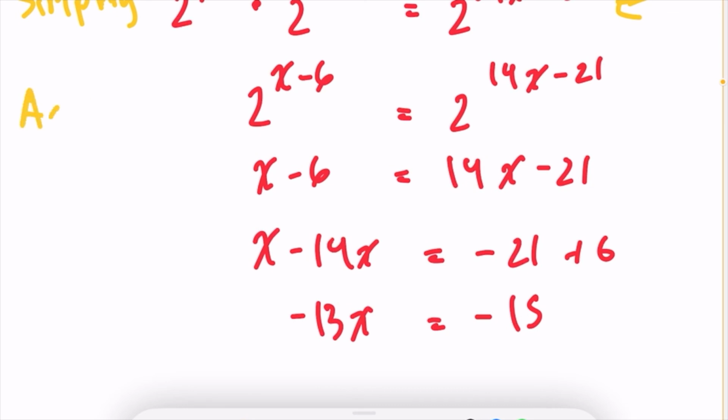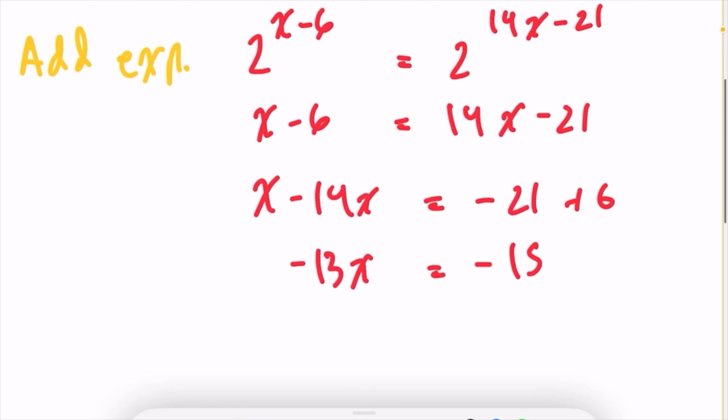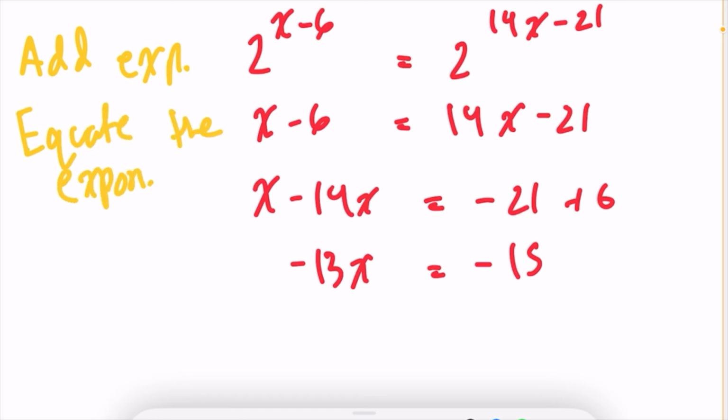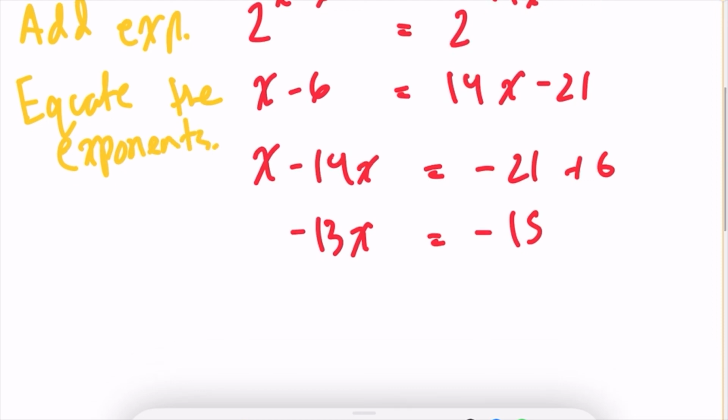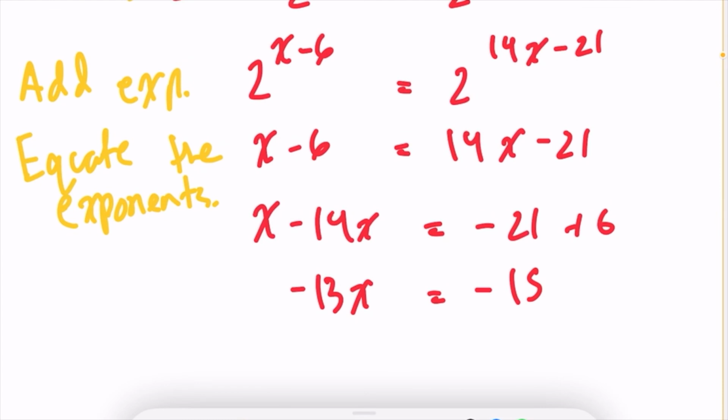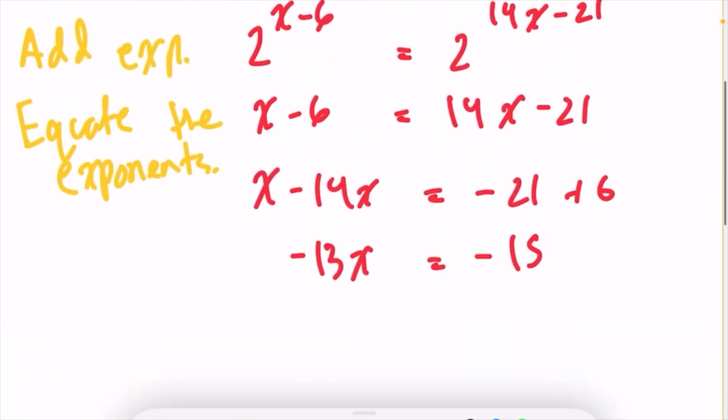Add exponents. And then we can use the special method, equating the exponents, where we basically say that since the bases are the same, and this is an equation, the exponents also equal each other. And so x minus 6 equals 14x minus 21.